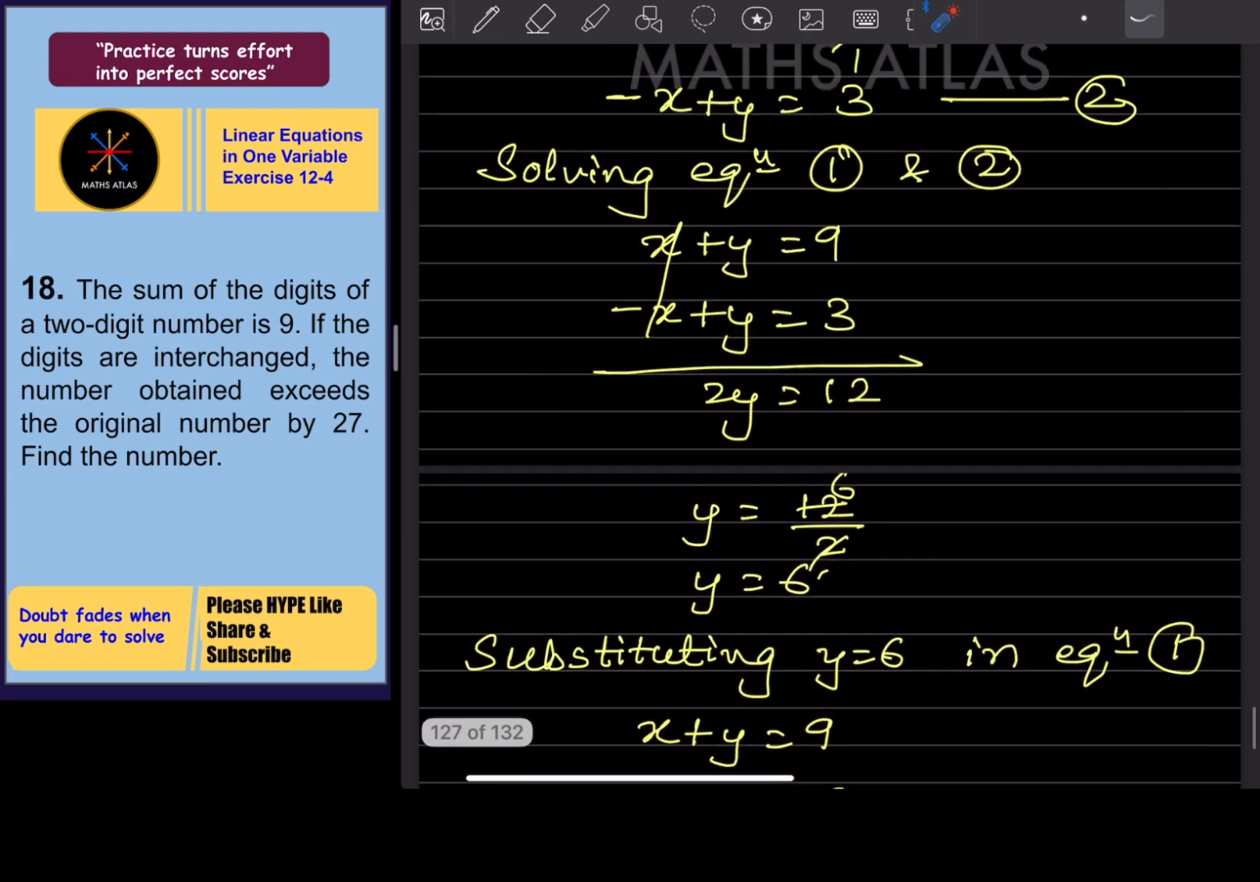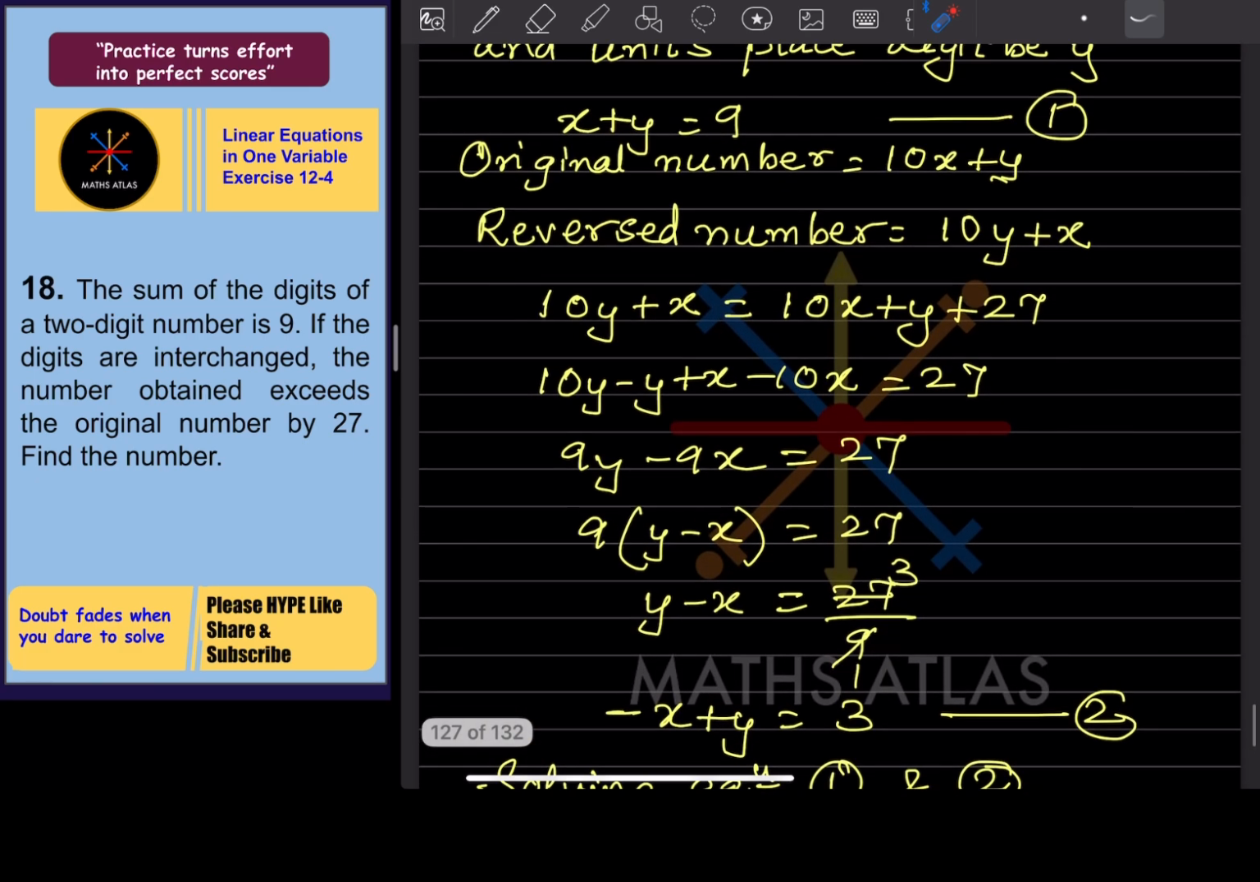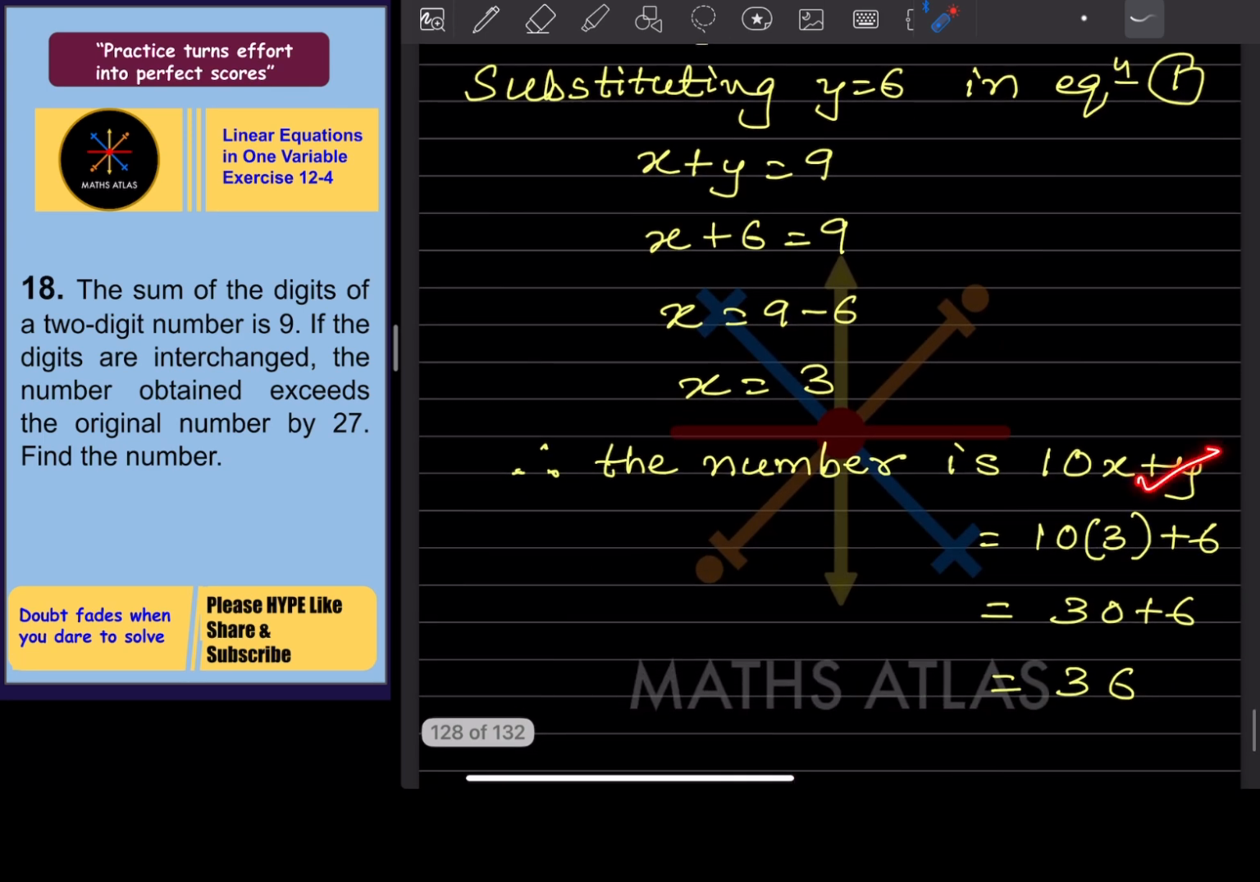So the number, meaning the original number, is 10x plus y. In place of x, we are going to put 3, plus y is 6. So this will be 30 plus 6, so that will be 36. So the number is 36.